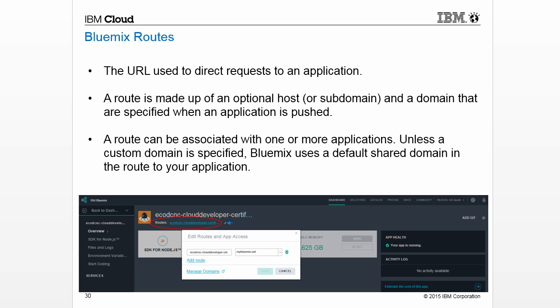A Bluemix route is a URL used to direct requests to an application. A route is made up of the optional host or subdomain and a domain that are specified when an application is pushed. For example, in the route myapp.example.com, myapp is the host and example.com is the domain. A route can be associated with one or more applications. Unless a custom domain is specified, Bluemix uses a default shared domain in the route to your application.